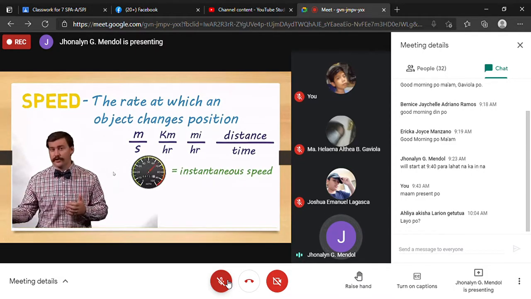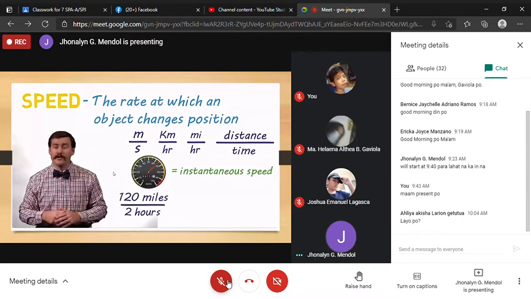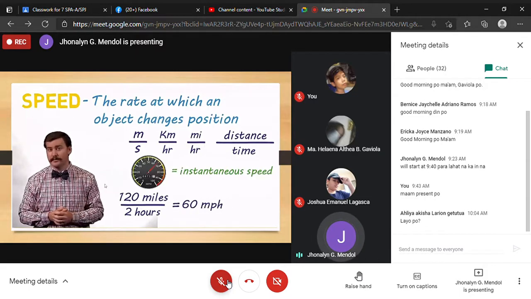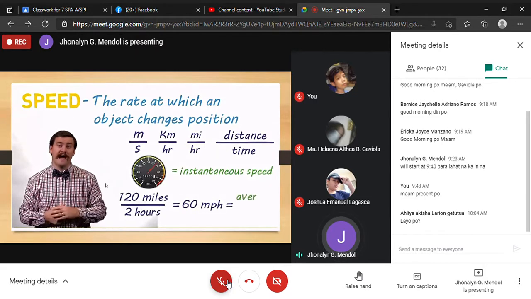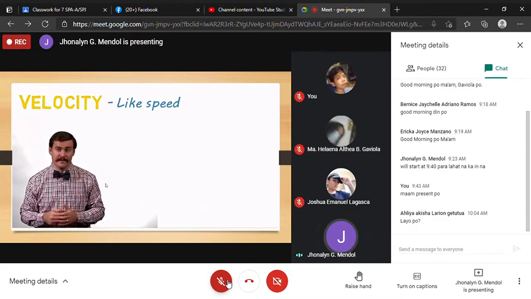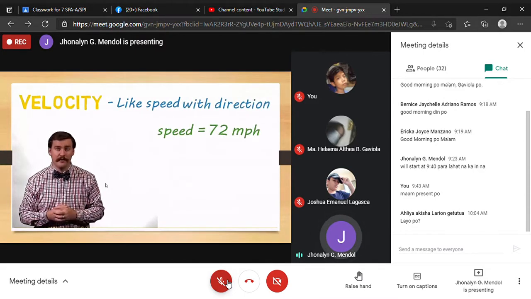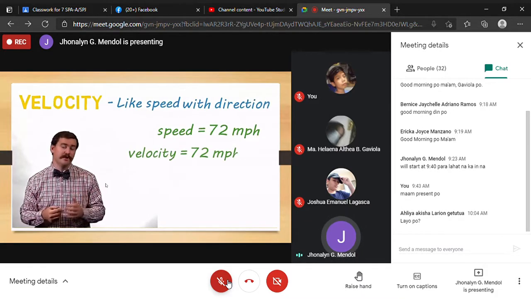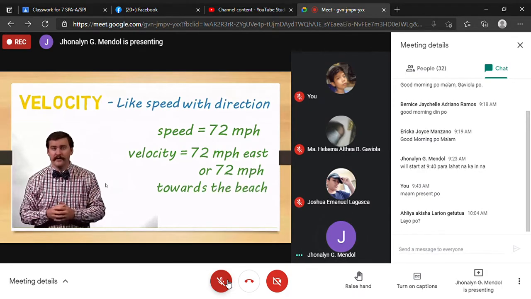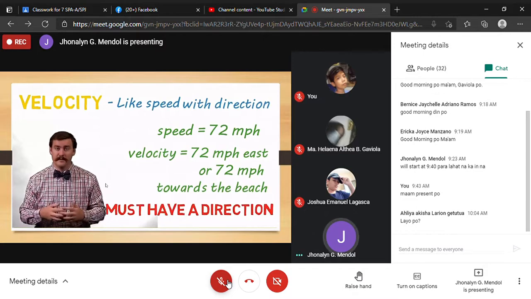If you get to the end of your trip and realize that it took you 2 hours to drive 120 miles, and your overall speed was 60 miles per hour. This is also known as your average speed. Velocity is a lot like speed, except for one important difference. It's a vector, which means it has a direction attached to it. So while your speed is at 72 miles per hour, the velocity was 72 miles per hour east, or 72 miles per hour towards the beach. There just has to be some direction attached to the speed to make it velocity.